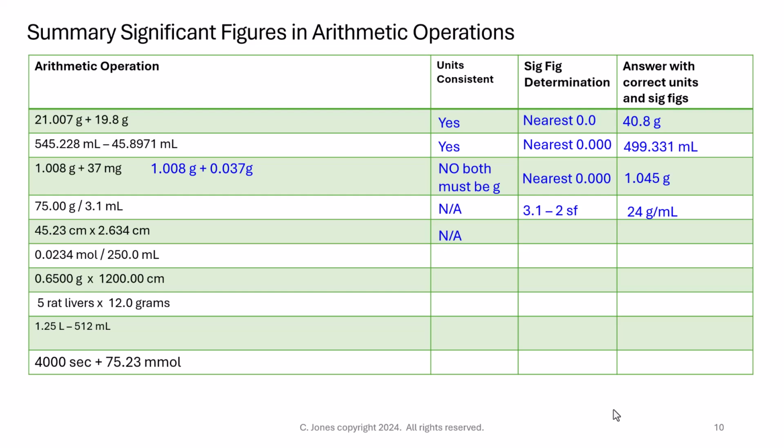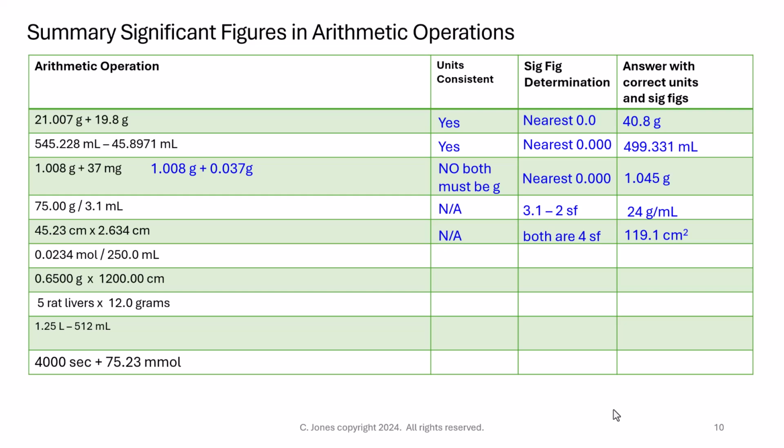Next one, 45.23 centimeters times 2.634 centimeters. Since we're doing multiplication, the units do not have to be consistent, but we must retain the units. So again, since we're doing multiplication, it's the total number of significant figures that determines the answer. That is, whichever value has the least number of significant figures determines our answer. Both are 4 significant figures, so our answer must have 4 significant figures. And we have centimeters times centimeters, so that's centimeters squared.